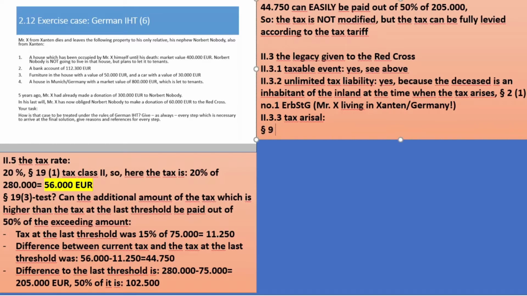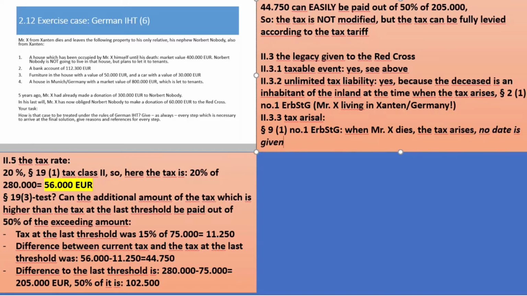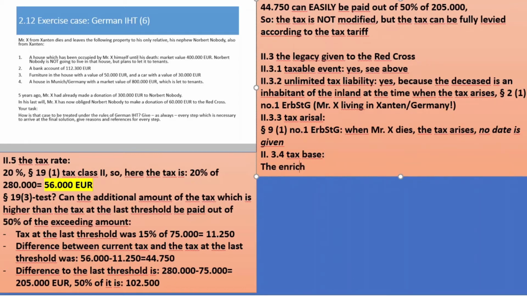So paragraph 9(1), number 1, Inheritance Tax Act of Germany. When Mr. X dies, the tax arises, and here no date is given. Just to make sure, that's written down. The tax base is again the enrichment of the acquirer. So what the Red Cross gets.